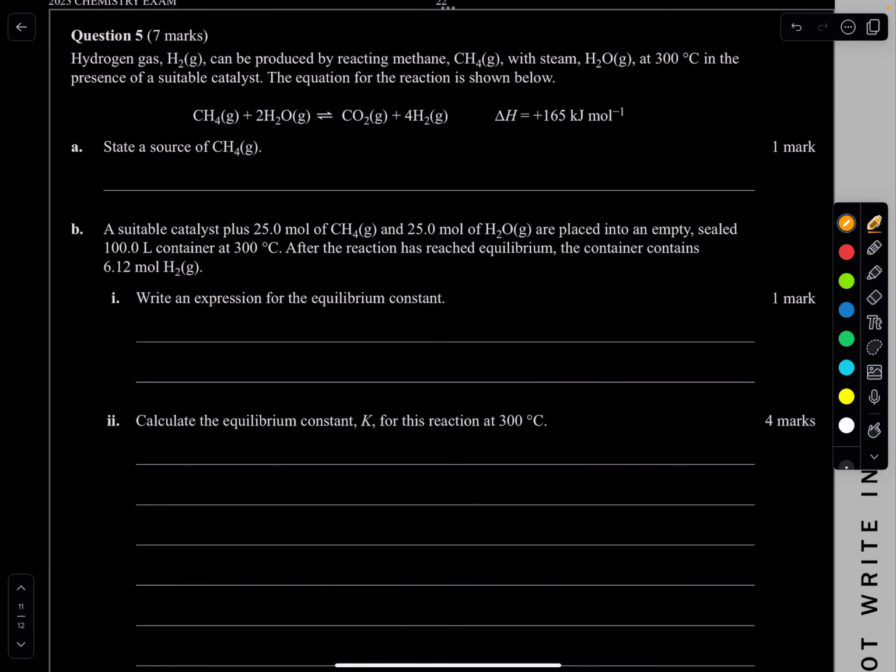Next question. Question 5. Hydrogen gas can be produced by reacting methane with steam, H2O at 300 degrees Celsius in the presence of a suitable catalyst. The equation for the reaction is shown below. Beautiful. So it's a positive enthalpy change. We'll state a source of methane. There are so many ways we can get methane. We can get it from biogas. We can get it from natural gas, which is basically the same as coal seam gas. You can get it from so many things. So I'm just going to say natural gas.